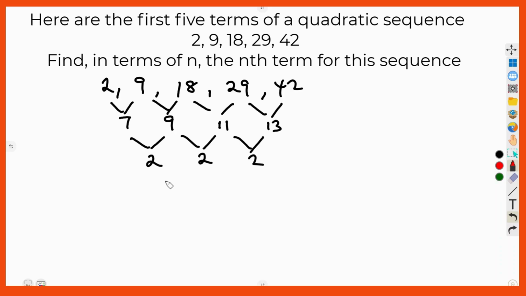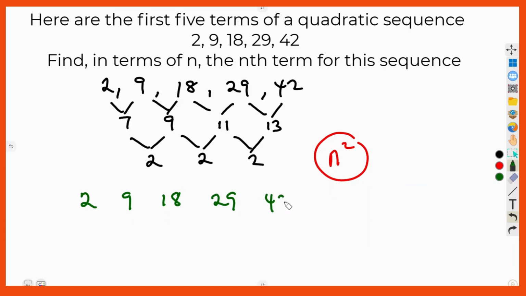So to find the nth term first for this part here, you have to halve this 2, and that will be 1, and that will become 1n squared. Now this number is so very important for you, so you're going to keep it down. Again, we'll repeat the same sequence again here, which is 2, 9, 18, 29, and 42.